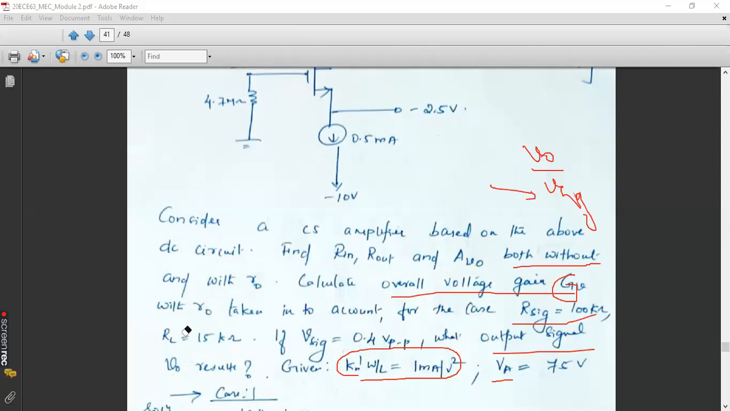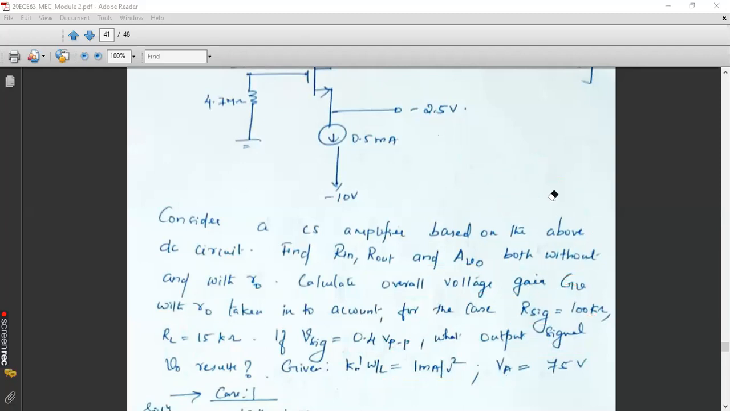I hope the question is very much clear for you. Any doubts in the question, students? Can I proceed with the answer? Yes or no? Yes, sir.